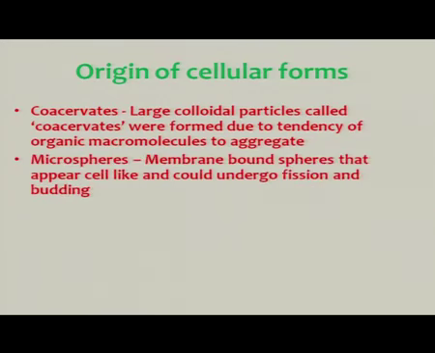Then Sidney Fox was the scientist who could form proteinoids. Proteinoids were like primitive protein structures, and Sidney Fox observed that these proteinoids could arrange themselves in membrane bound spheres that appeared cell like, and they could also undergo fission and budding like the prokaryotes. So, we see how the macromolecules were formed, then aggregated to form the coacervates, and then formed a membrane bound sphere which was known as a microsphere.